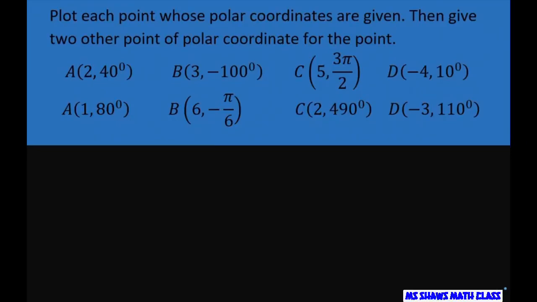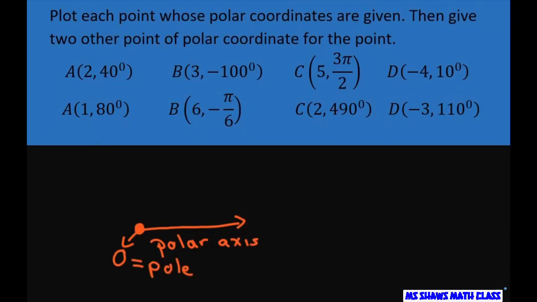Doing, we're going to plot each point whose polar coordinates are given, then give two other points of polar coordinates for the point. So basically, when you start graphing, we are going to look at some new definitions. When you have a graph, the x-axis is going to be called the polar axis. This is called the pole. That's the origin. So the origin is the pole.